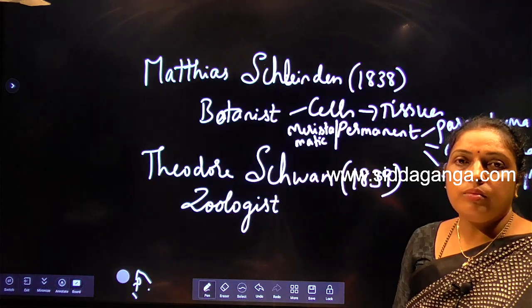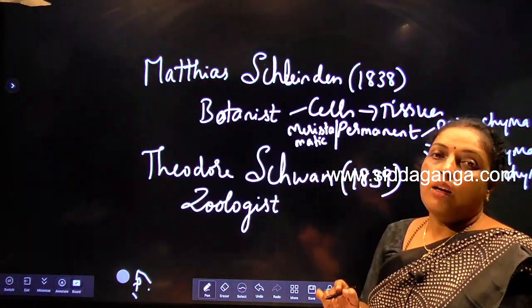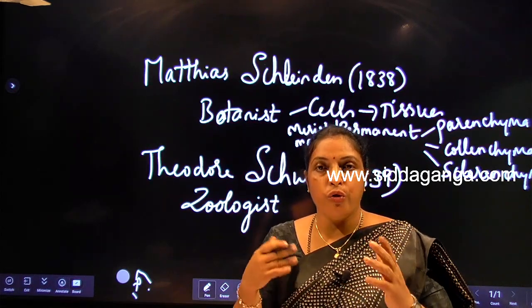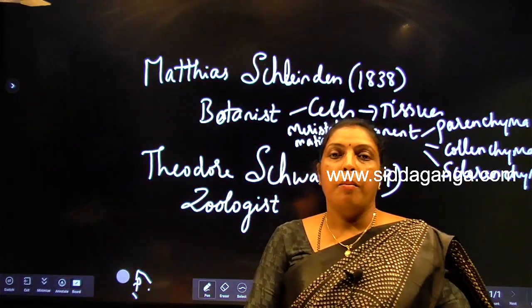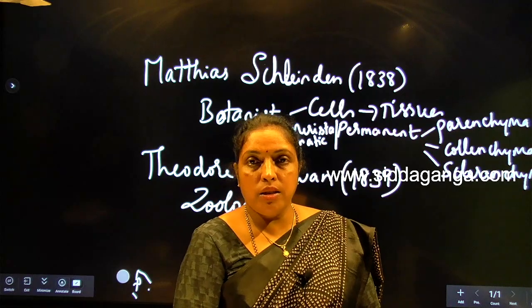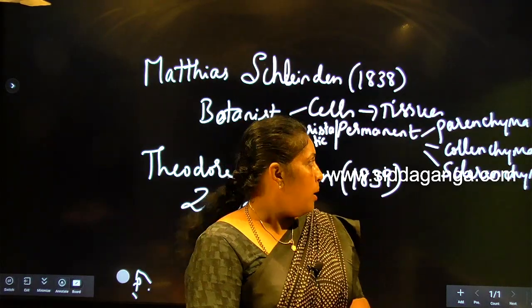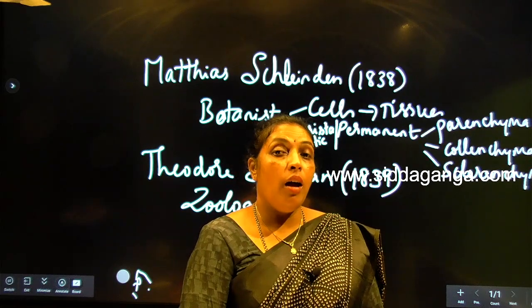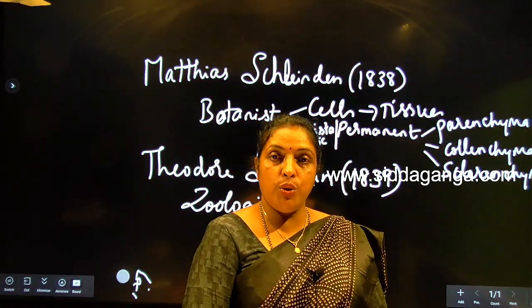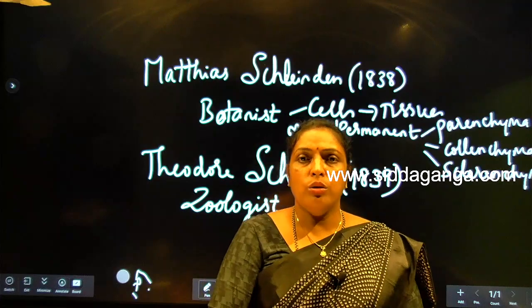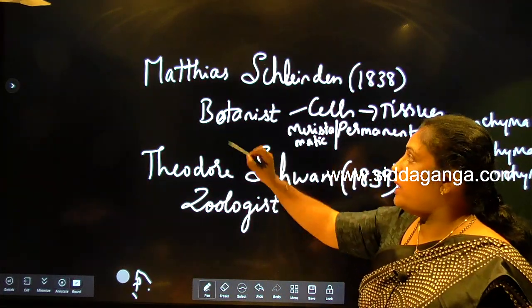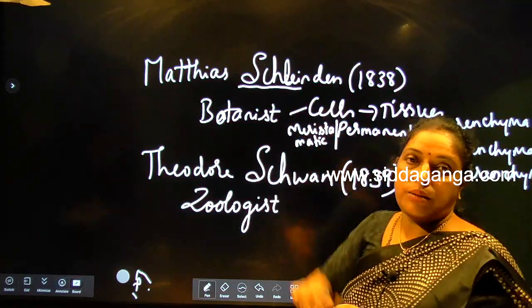Understood? So what do they say? All plants are made up of different types of cells which form tissues like permanent and meristematic tissues. Under permanent we have parenchyma, collenchyma and sclerenchyma, and complex permanent tissues like xylem and phloem. All these cells and tissues form a plant, says Matthias Schleiden.